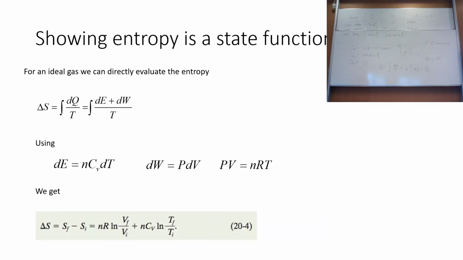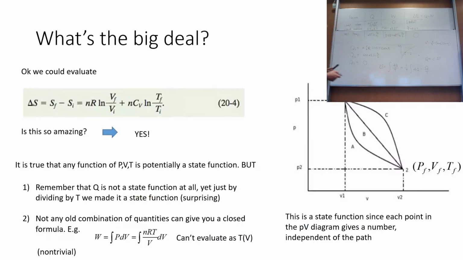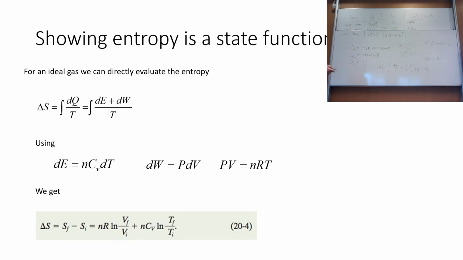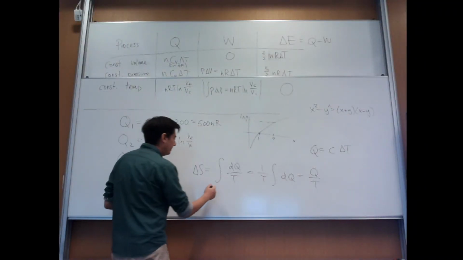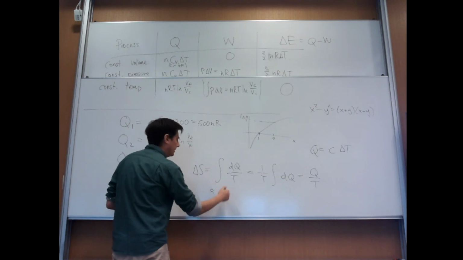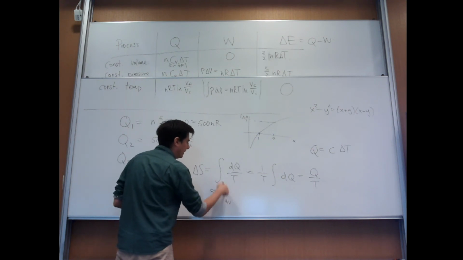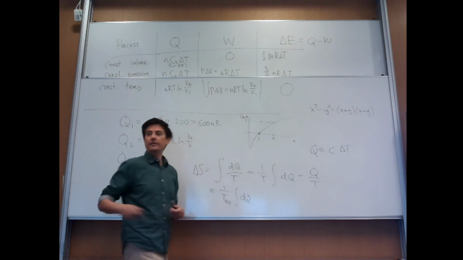And in fact, you can actually work out a formula for the entropy for an ideal gas. Oh yeah, sorry. Why do we put average temperature? Yeah, you're right, that really should be integrating. The temperature is actually changing in this process. But approximately, I'm saying this integral is approximately 1 over T average times Q.